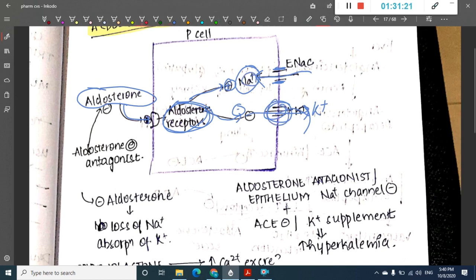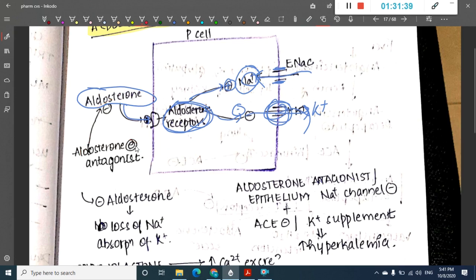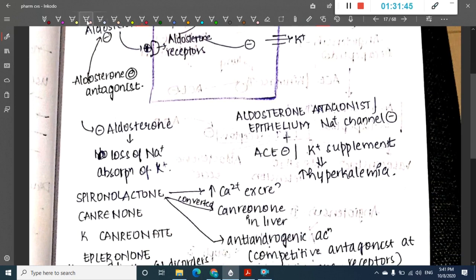Now what are we doing? We are giving aldosterone antagonists, which will block aldosterone itself. As a result, sodium is excreted and potassium is reabsorbed. That is what happens whenever we give aldosterone antagonists. So these are doing two actions: causing loss of sodium and absorption of potassium.